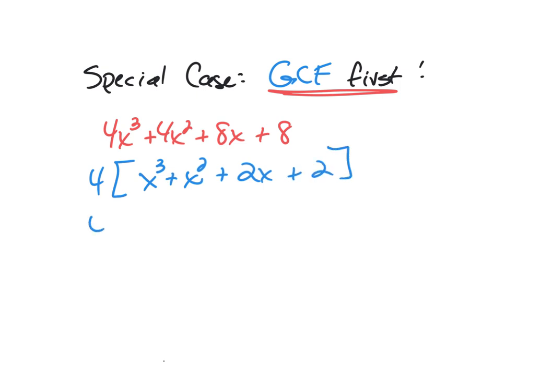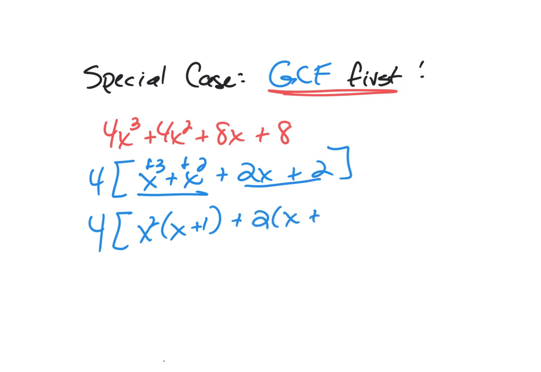Okay, so now let's factor by grouping. The 4 stays. Don't drop the 4. The first 2 terms, what do they have in common? They have an x squared in common. If I pull out an x squared out of this one, that leaves an x. X squared goes into x squared 1 time. That's a big deal. The 1 is a big deal. Second 2 terms, you can pull out a 2. That leaves an x there and just 1, because 2 times 1 is 2.